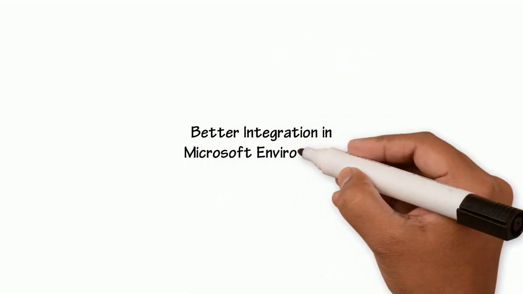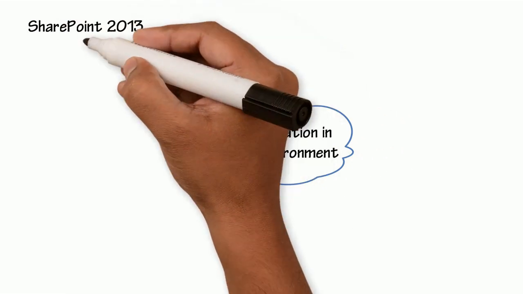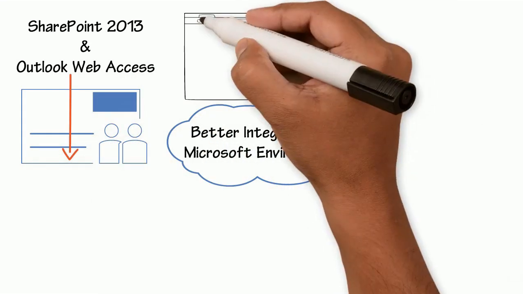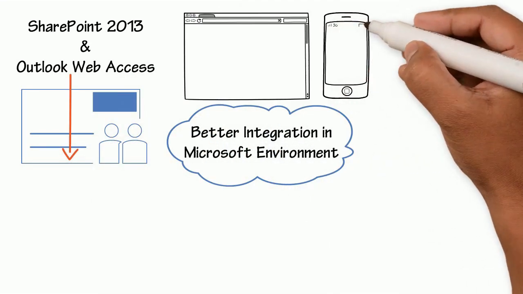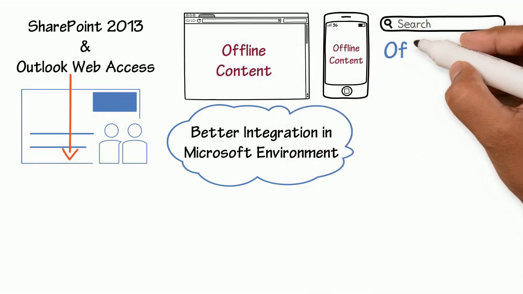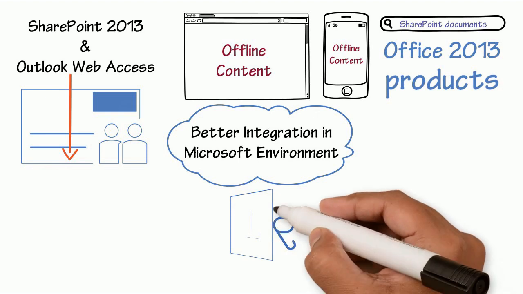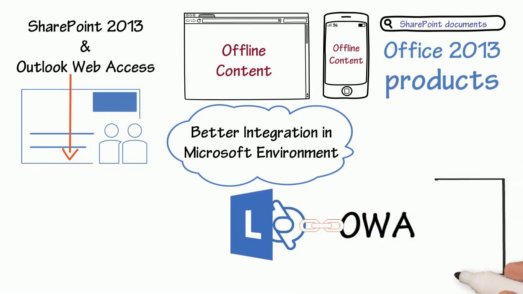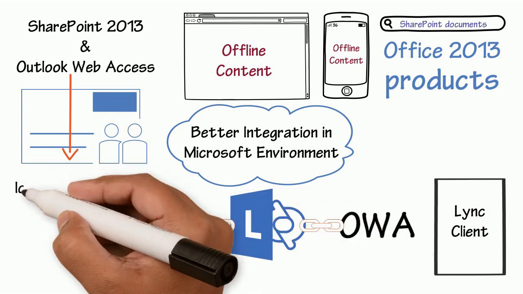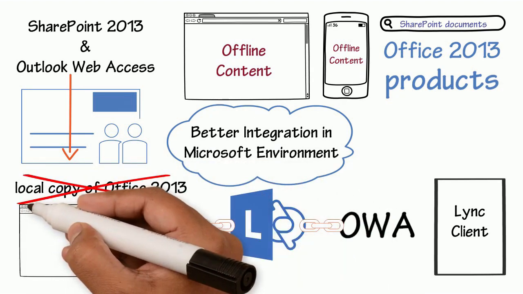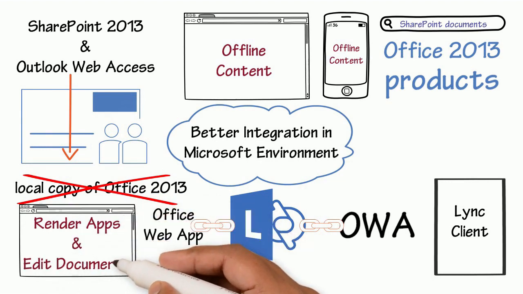It also has better integration with Microsoft SharePoint 2013, and Outlook Web Access interacts deeper with site mailboxes. Offline content is also available for the OWA client and mobile with unified search across all Office 2013 products. You can find SharePoint documents from the OWA search toolbar. With Lync integration in OWA, you can identify the presence of a Lync contact in OWA if you have a Lync client. And with the integration of Office Web Apps, you don't need to have a local copy of Office 2013. Apps can be rendered in, and documents can be edited in a browser.